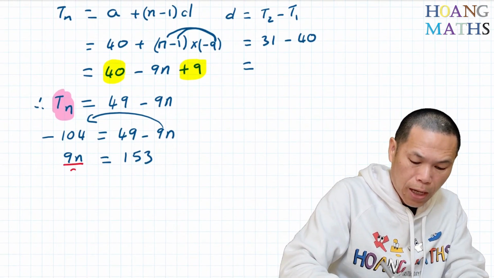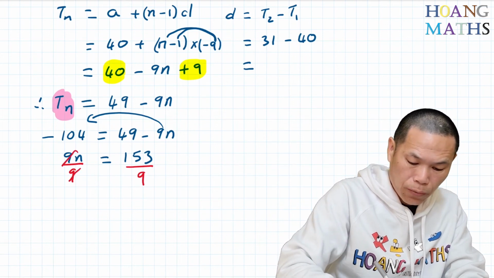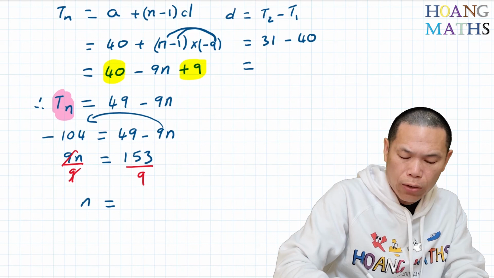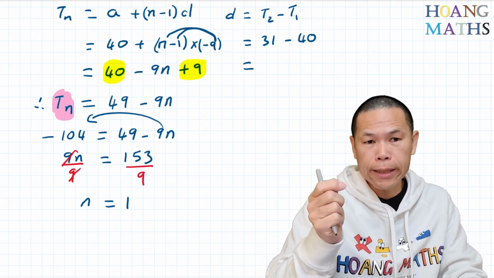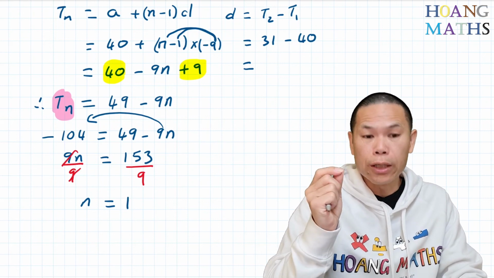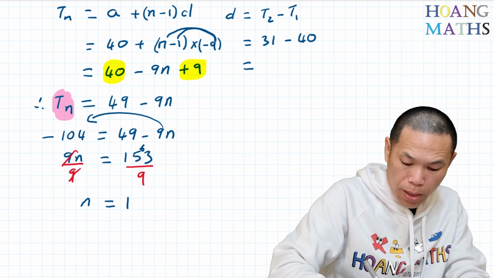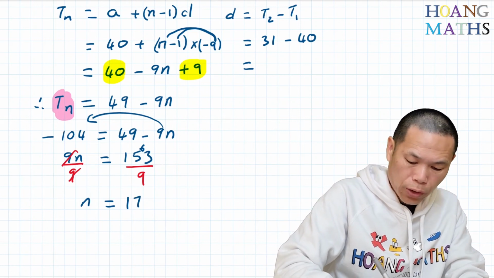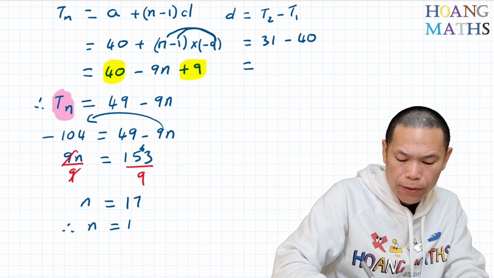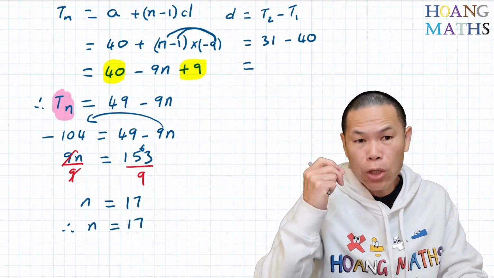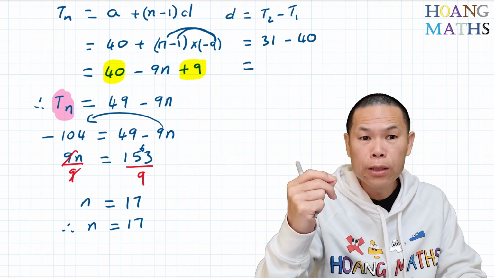I divide this by 9, and I divide this by 9. So that cancels out. So n is equal to: 9 goes into 15 one time, and the remainder is 6, so that becomes 63. Let me write this down. 63 divided by 9 will give me 7. So therefore, n equals 17. This means that because it's a whole number, negative 104 is a term of the sequence.